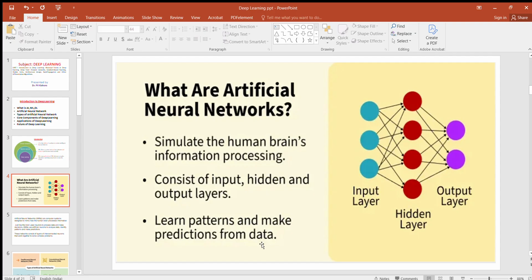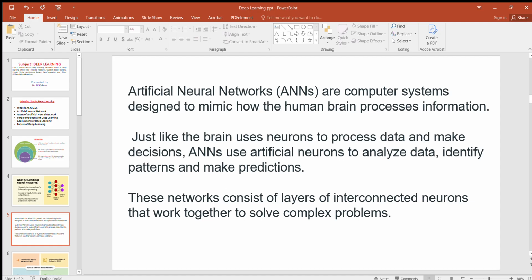To understand it in a better way, what are artificial neural networks? Artificial neural networks are computer systems. These ANNs are computer systems designed for what purpose? To mimic how the human brain processes information. How an intelligent human brain processes information inside, that entire thing will be done by using artificial neural networks.